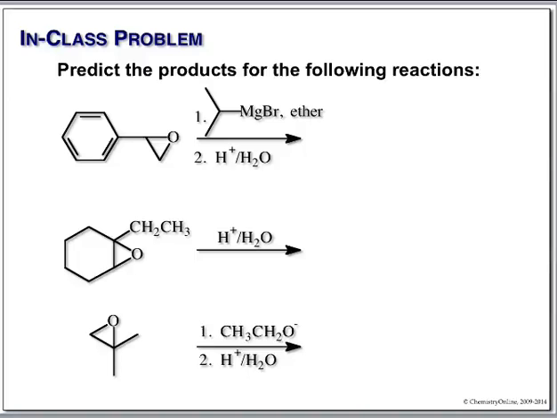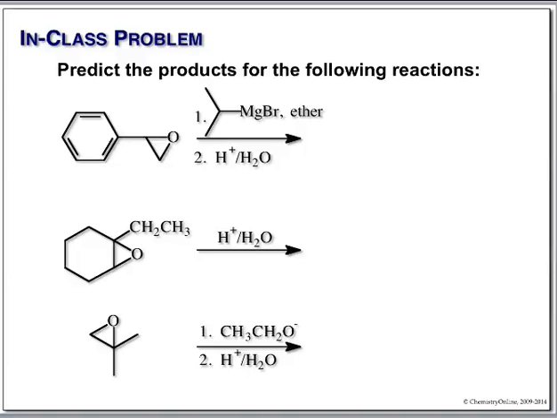Remember, SN2 reactions are very sensitive to steric bulk. So the attack is always at the least hindered carbon, isn't it? Because it has to get in there. So that means our anion is going to add here on the end. Just a nice, easy place to get in.